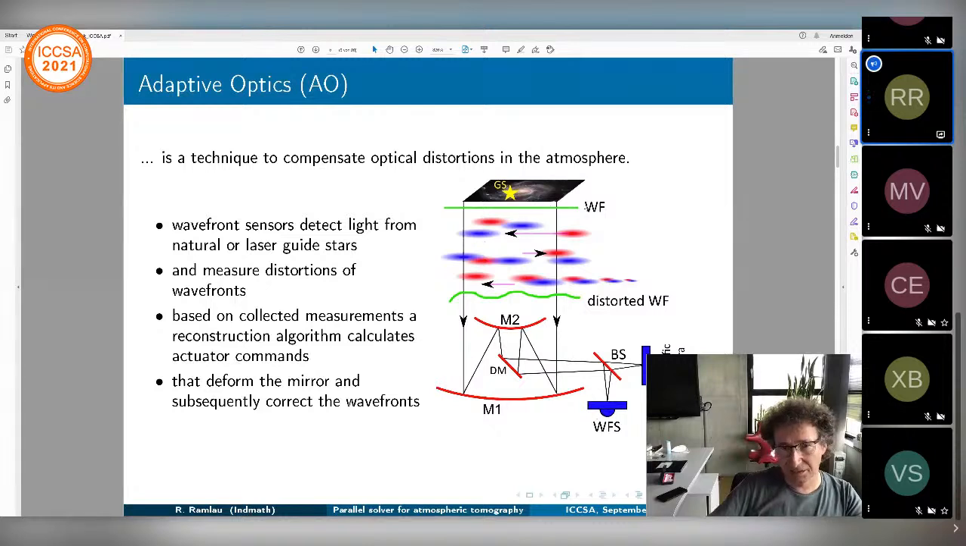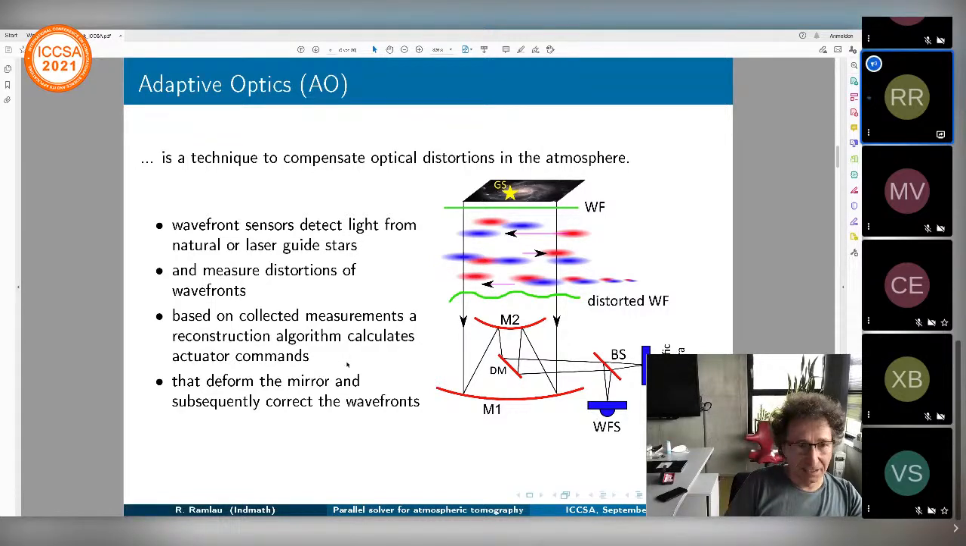Then it goes through the turbulence, and after that it's crumpled, and the wavefront sensor down here detects the shape of this wavefront. Based on these measurements, we compute a correction, which is then applied to the deformable mirror. We have actuator commands that are used to deform the mirror, so the mirror has the negative shape of this distortion. Then the reflected image on this mirror is sharp again. So that's the idea.